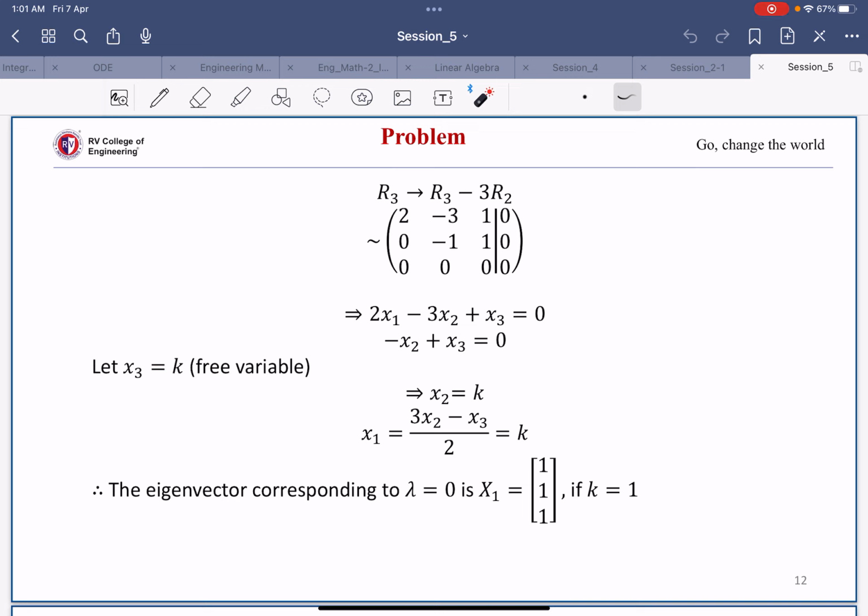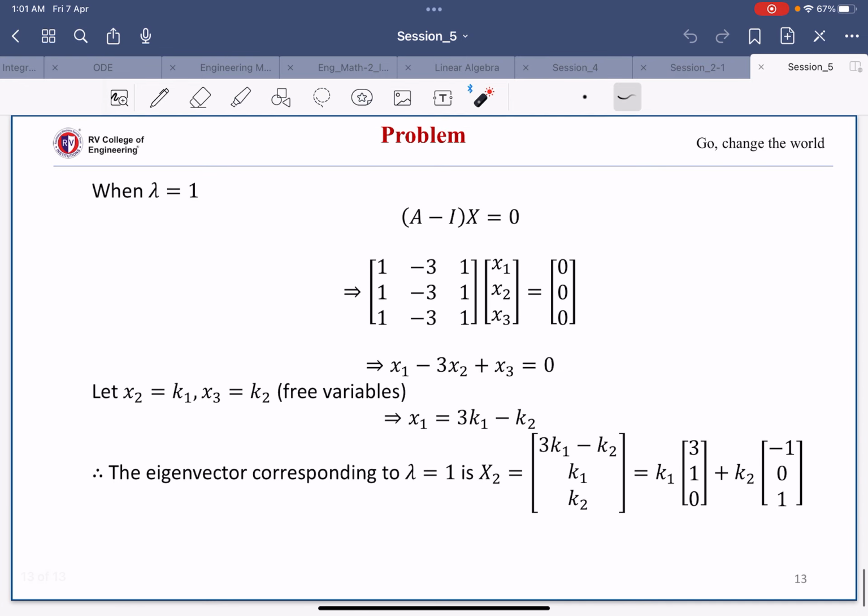Because the number of unknowns here was 3, and what's the rank of this matrix? The rank of the matrix is the number of non-zero rows. So 3 minus 2 gives you 1. So there was only one free variable. So using this free variable, I was able to get the value of x2 as well as x1. So here we have 3 unknowns and the rank is only 1, because when we reduce this to echelon form, we get only one non-zero row. So there will be 2 free variables.